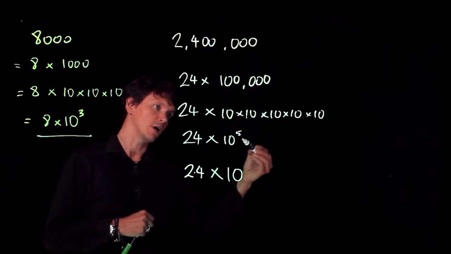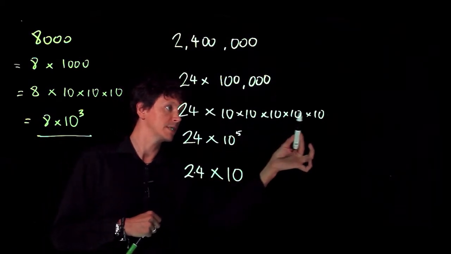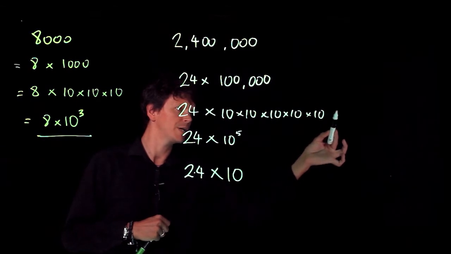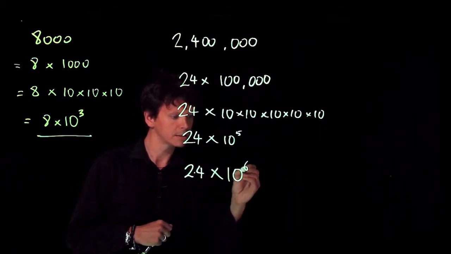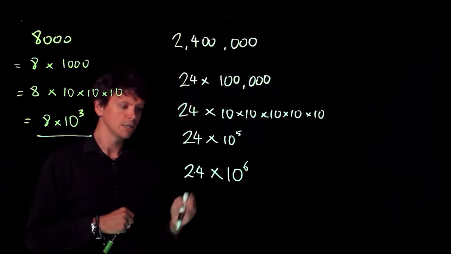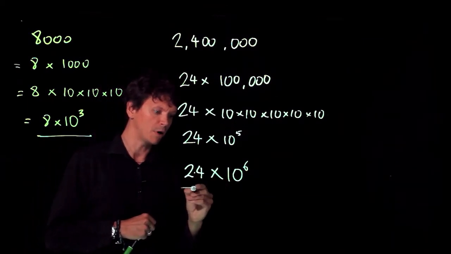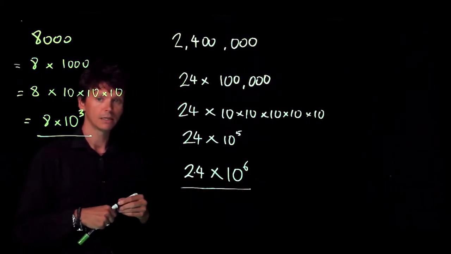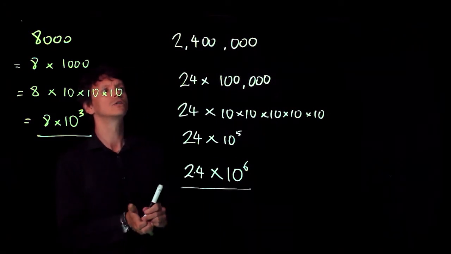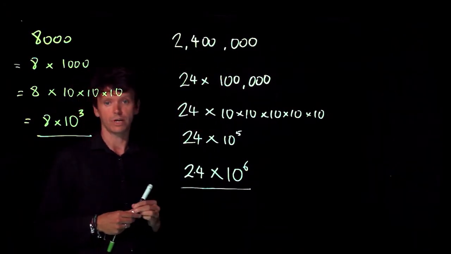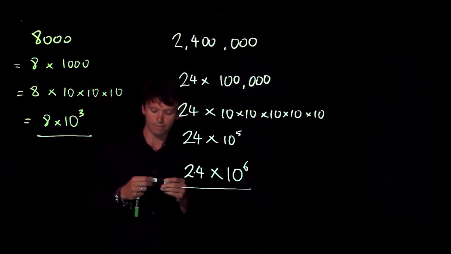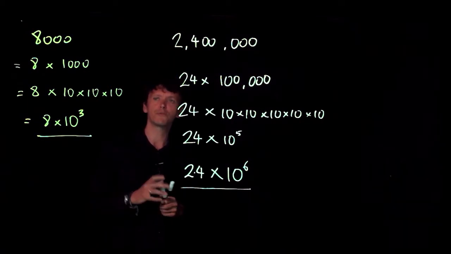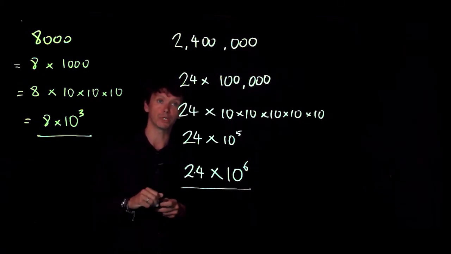So 10 to the 5, which was 10 times 10 times 10 times 10 times 10, we're going to multiply that by another 10, and we get 10 to the 6. So 2.4 times by 10 to the 6 is the same as writing 2,400,000. Let's see if we can find a quick way of doing this.